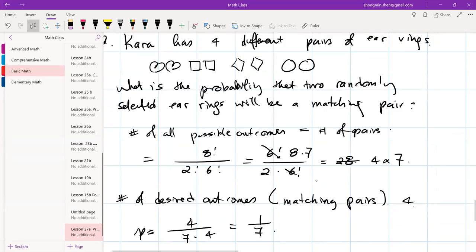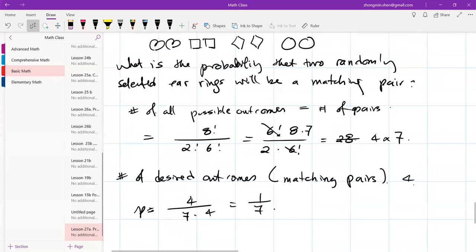You can put them into 8 different identical boxes, so you cannot see inside. Now you randomly pick up 2 boxes and open them to see if they match. So what is the probability you get the matching pair?